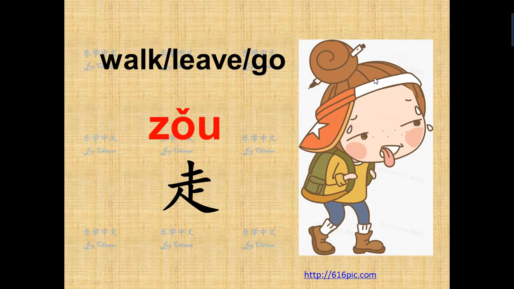Next one is walk, or leave, go. Zǒu, third tone. You see, actually, it's a human. What we learned last time is walking. So later, when you learn new characters, you will see sometimes this sign on the left side or on the right. It means a word related to walking. 走.